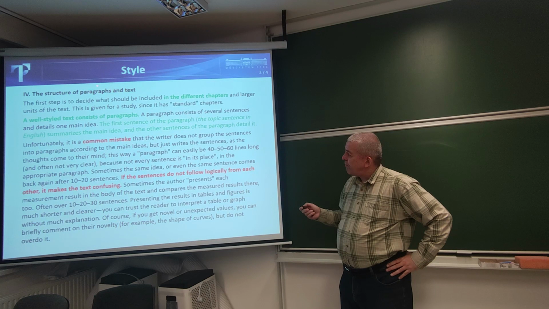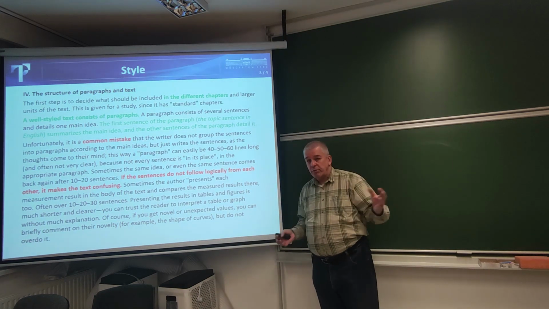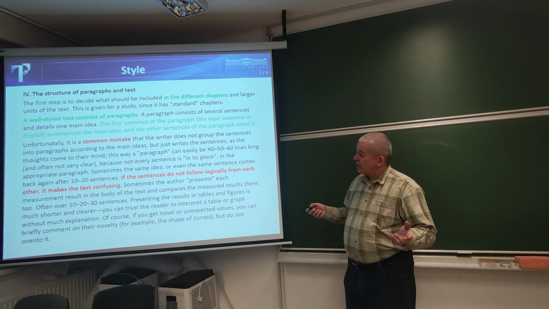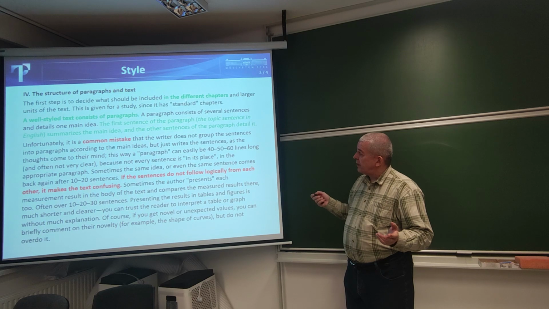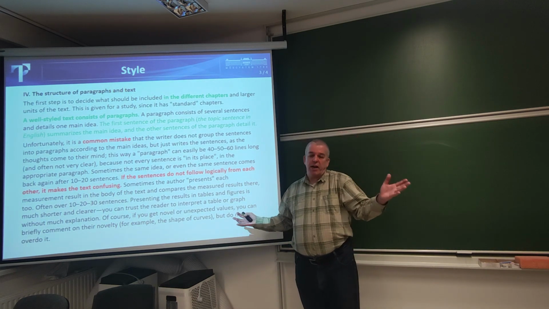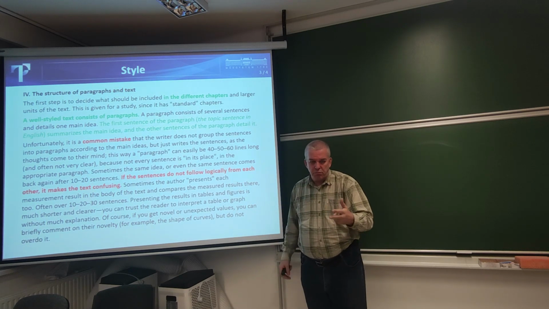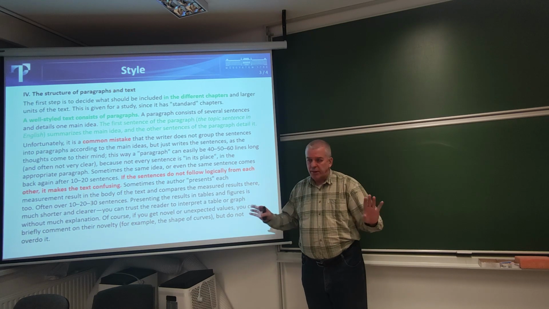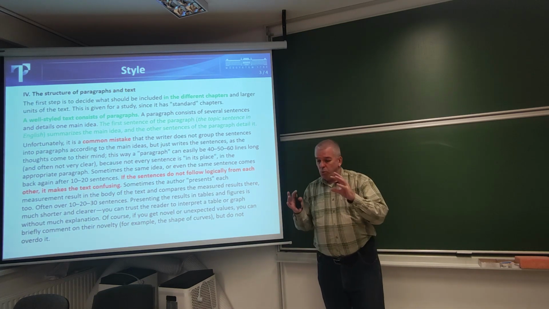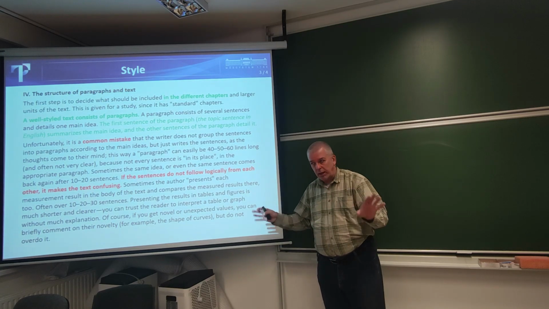Yes, the structure of paragraphs and text. Okay, how about the bigger units of the article? The first step is to decide what should be included in the different chapters. An article has chapters, but they are standard chapters: abstract, introduction, conclusion. Almost all articles have the same chapters. You should decide what should be in the abstract, what should be in the introduction.